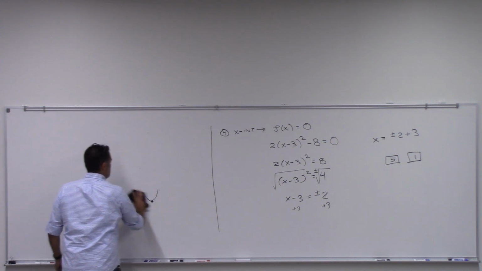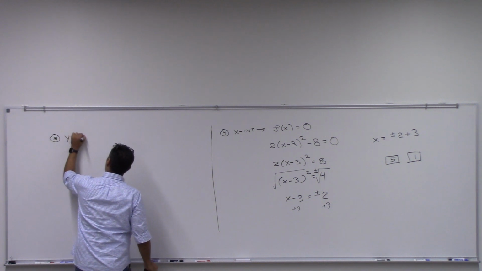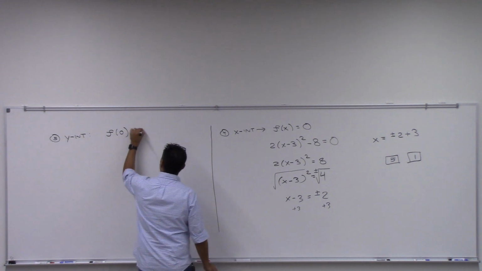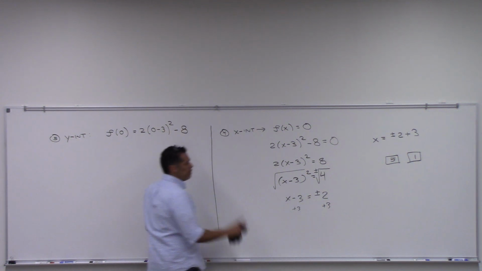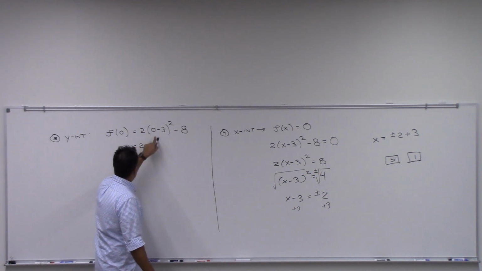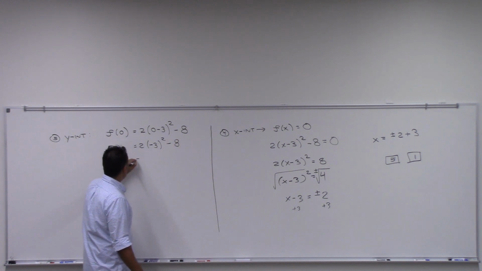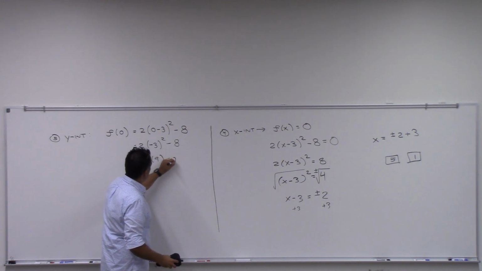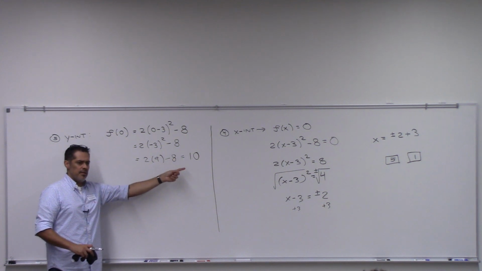Y-intercept. Okay, so for the y-intercept, we're going to plug 0 into the function. So what that means is I'm going to have 2, I'm going to have 0, take away 3, squared, minus 8. So that's me plugging 0 into the function. This is what we just did a second ago, right? This is 2. 0 minus 3 is negative 3. Squared minus 8. Just doing order of operations here. Negative 3 squared is 9. So 2 times 9 minus 8, that should be 10, right? That's 18. Take away 8, you get 10.